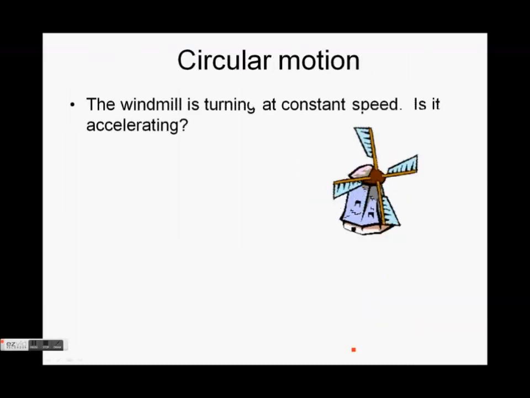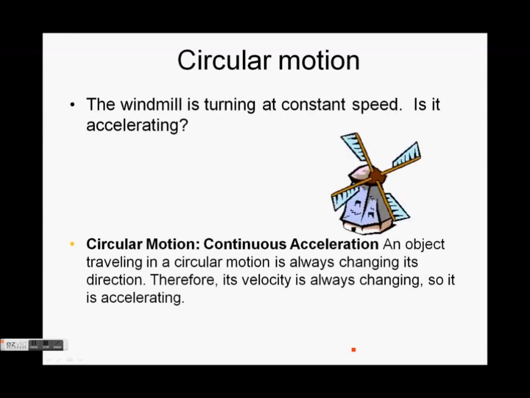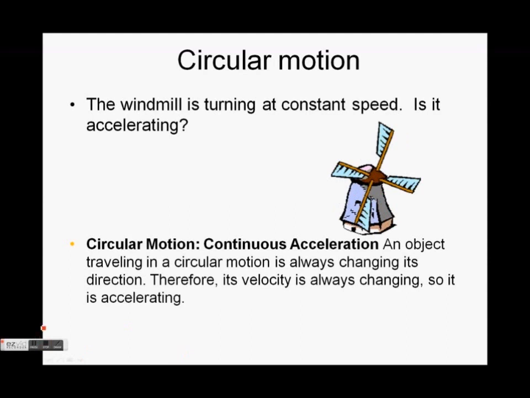That's pretty quick. Okay, last thing with acceleration that we're going to talk about is circular motion. So we see the windmill there, and its blades are turning at a constant speed. So are they accelerating? Okay, well, are they speeding up? No. Are they slowing down? No. Are they changing direction? Yes. Okay, they're constantly changing direction, so we call this circular motion or continuous acceleration. An object traveling in a circular motion is always changing its direction, therefore its velocity is always changing, so it is accelerating.